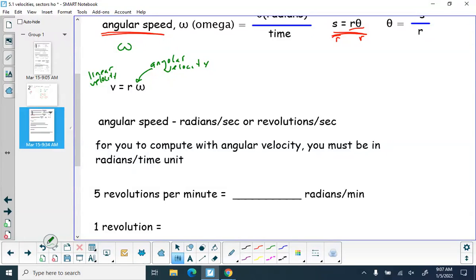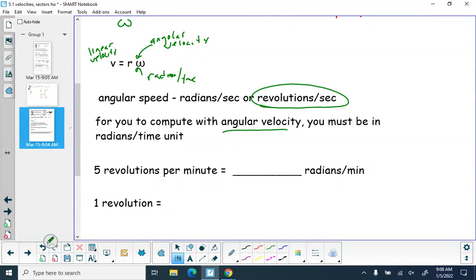To compute angular velocity, you must be in radians per unit time. So when you calculate your angular velocity, this here needs to be in radians per time. Because what you'll also be given is revolutions per time. If you have 5 revolutions per minute, what is your number of radians per minute?